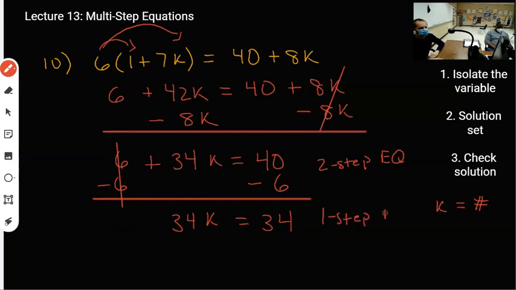What's the last thing that I have left to do? Divide both sides by what? 34. Right? Because I want to get rid of the 34 in front of the k. So on the last step, we divide 34 by 34 to get 1. And that's going to be our solution set.